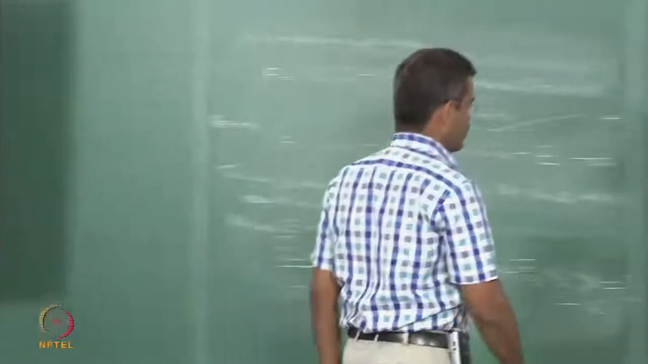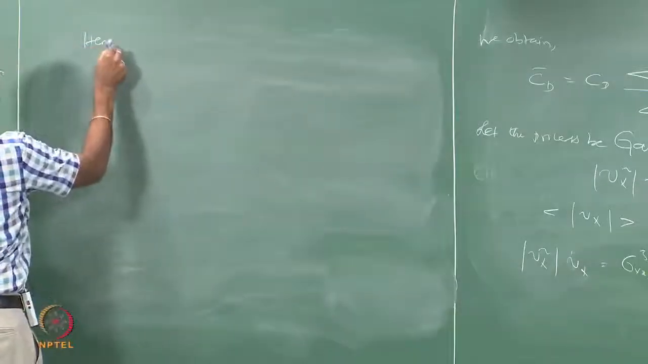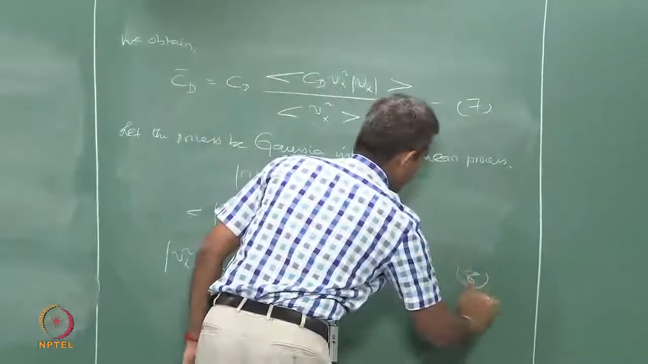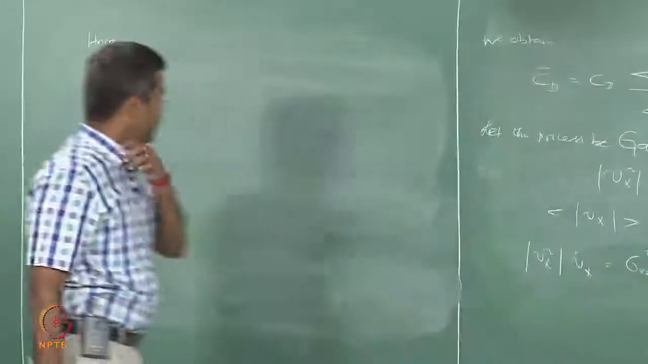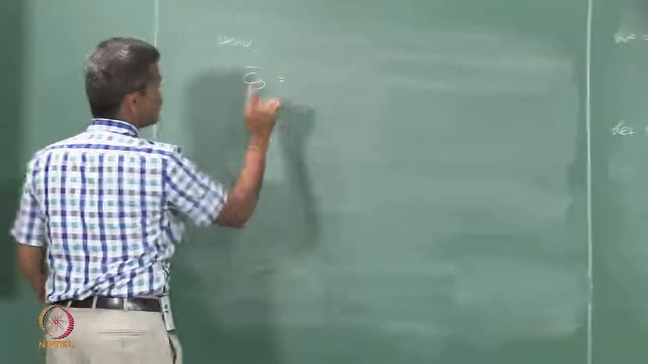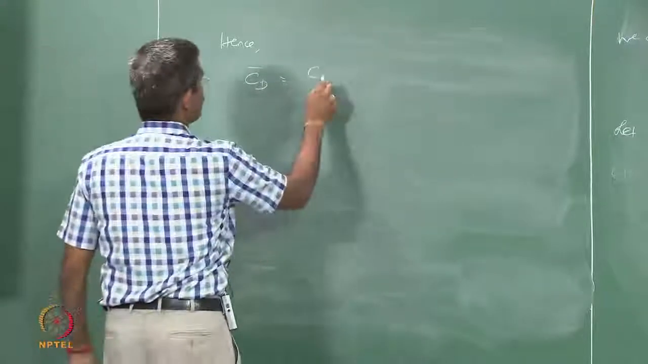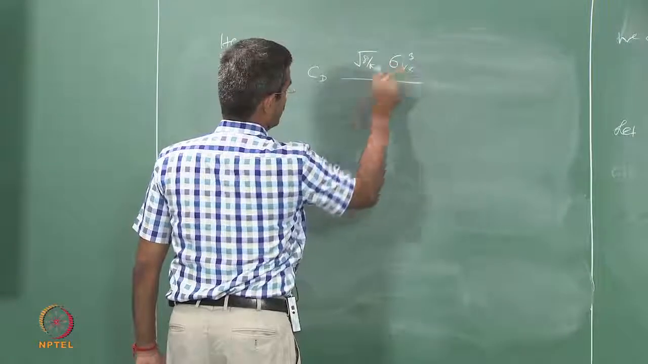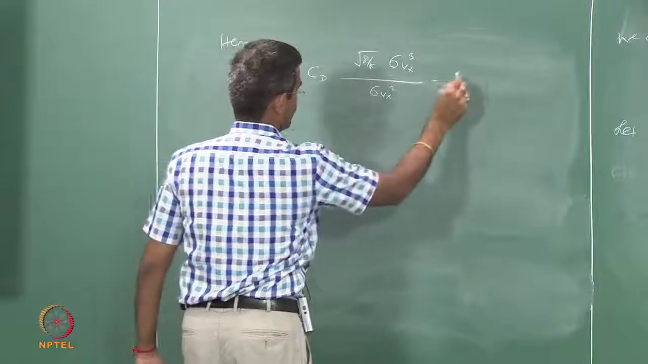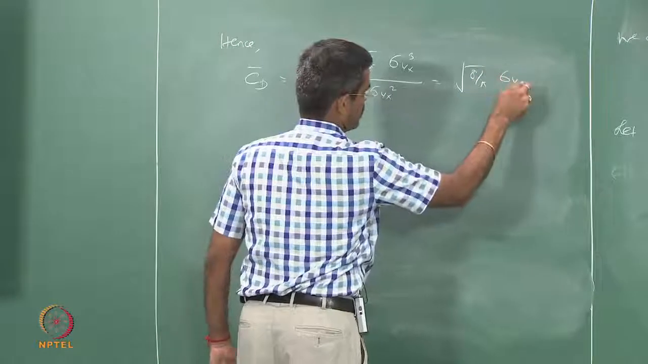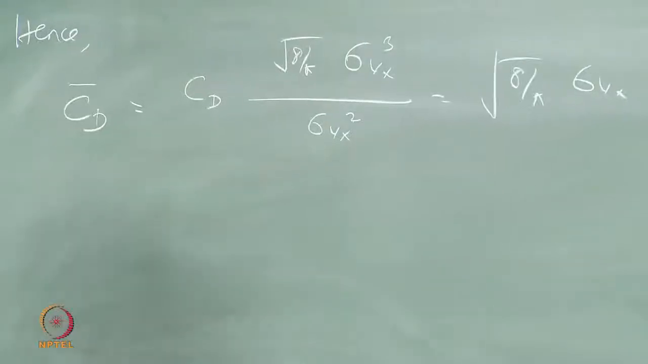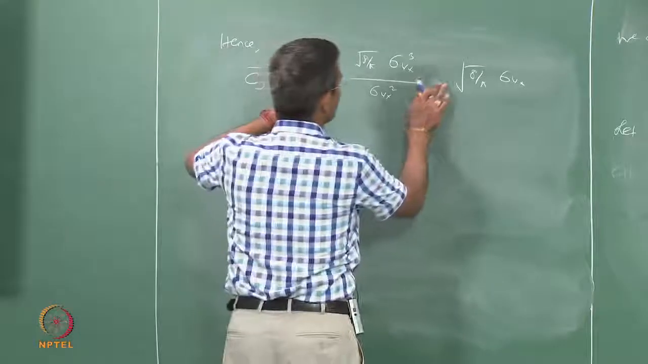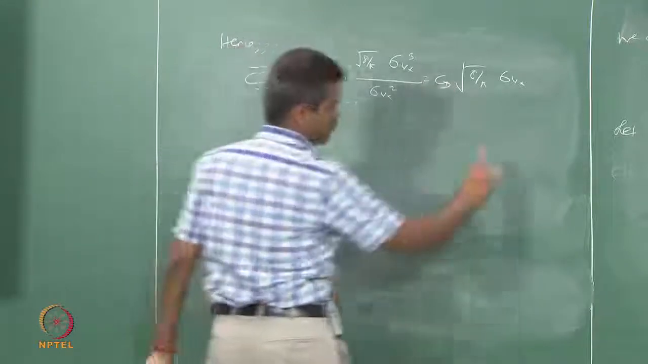Therefore, CD bar now will become, hence, let me call this equation number, let us say 8. CD bar now becomes, substituting back, CD of 8 by pi sigma Vx cube by sigma Vx square, which will give me root 8 by pi sigma Vx of CD. Of course, CD is there here. Call equation number 9.